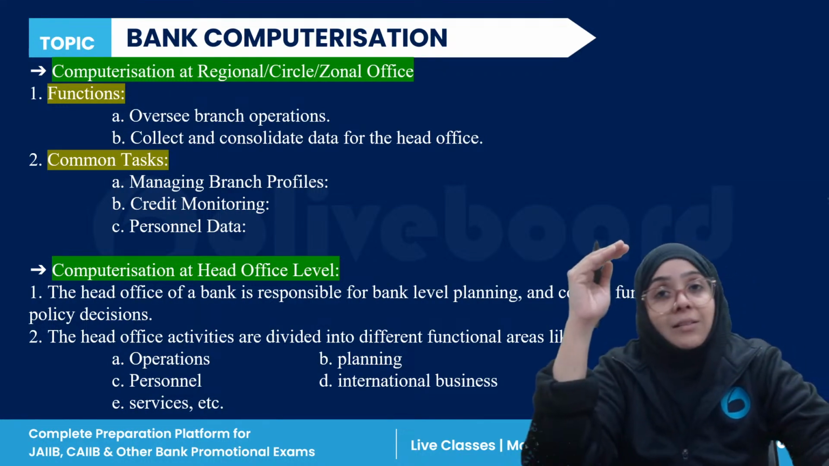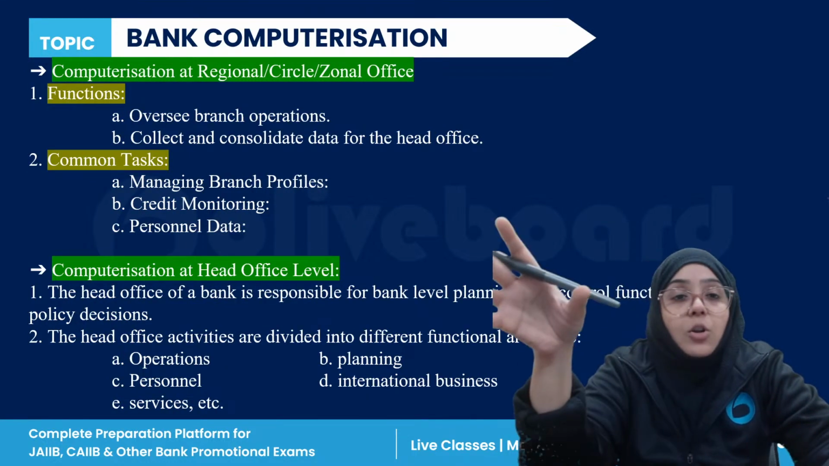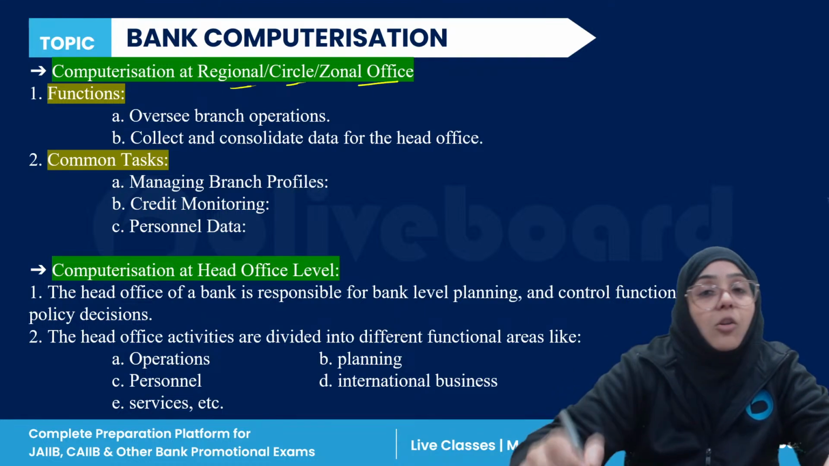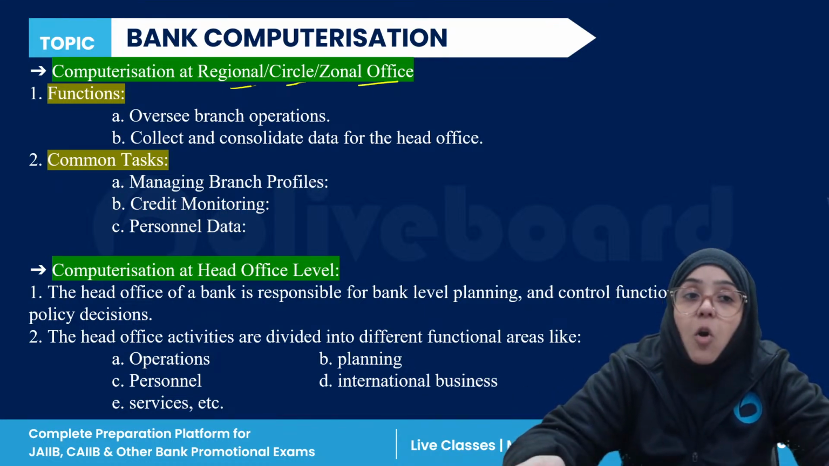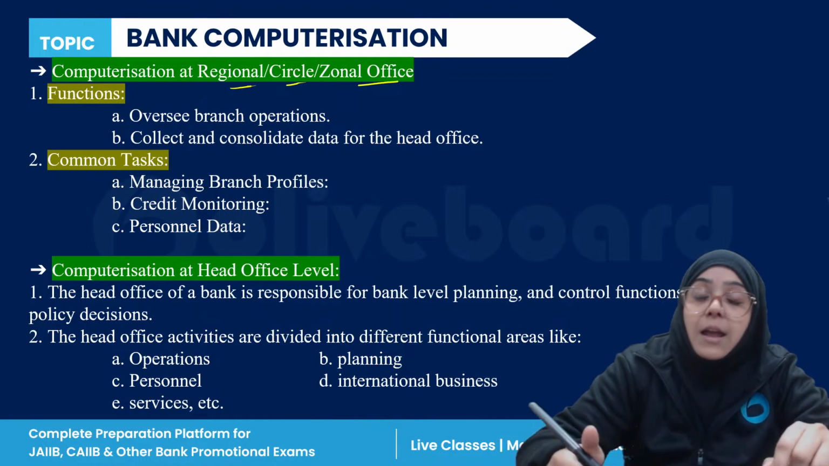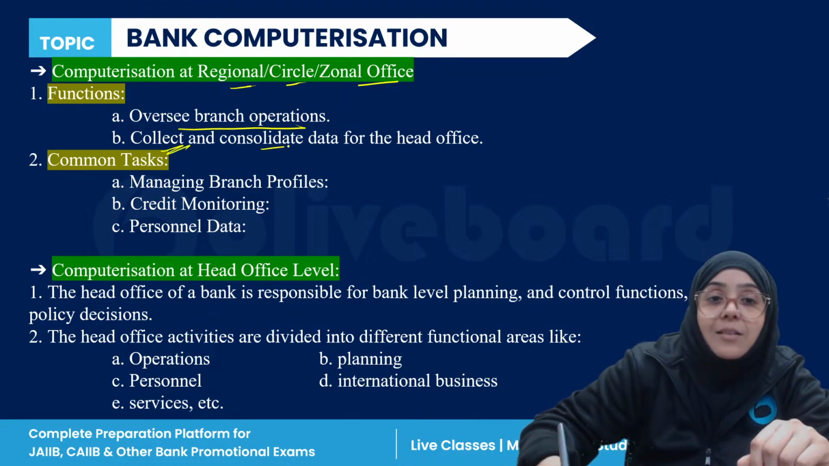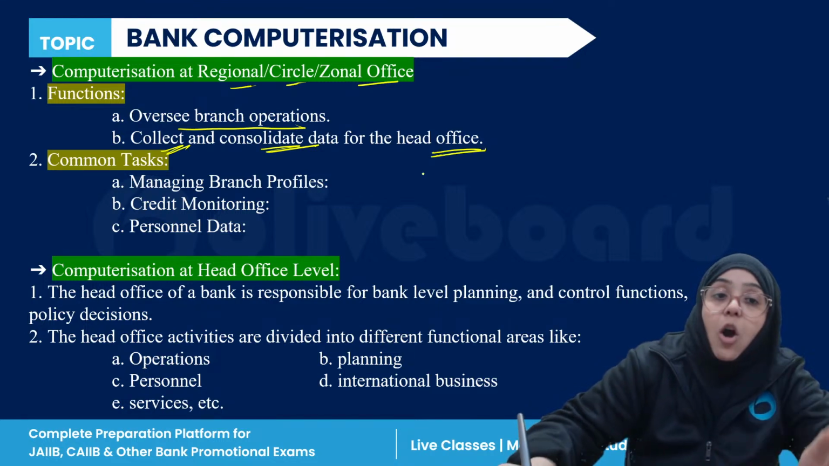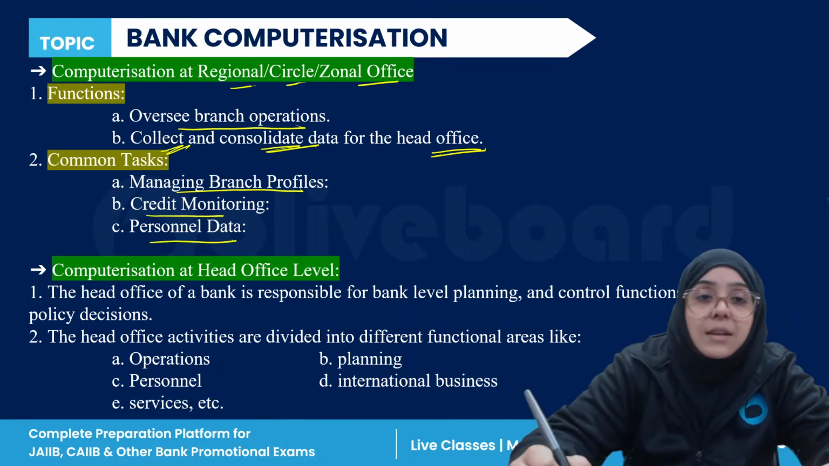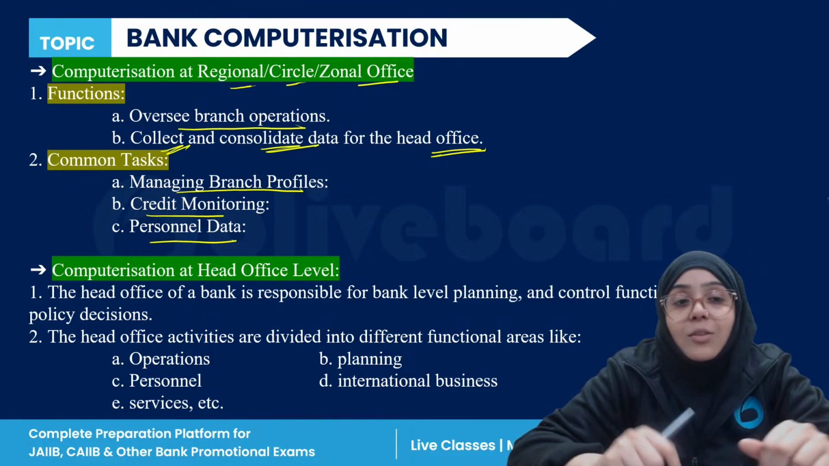Then, after branch level computerization and total branch automation, there was computerization introduced in the regional, circle or zonal office. What is its function? First of all, it oversees the branch operation. It collects and consolidates data for the head office. Common tasks are helping in managing branch profiles, credit monitoring, and personnel data. So this is computerization at the regional, circle and zonal offices.